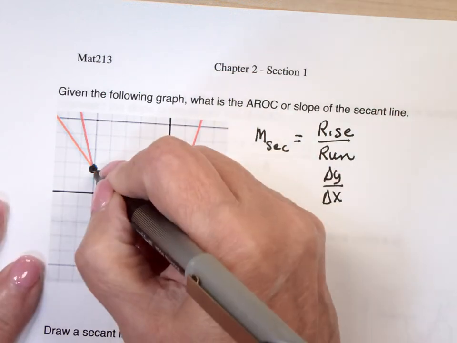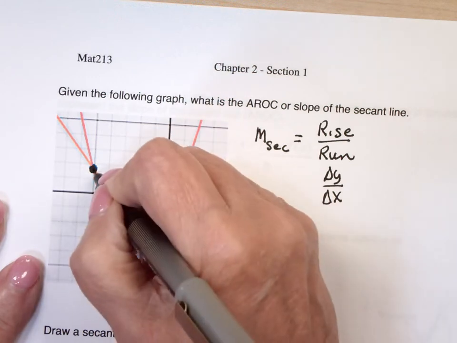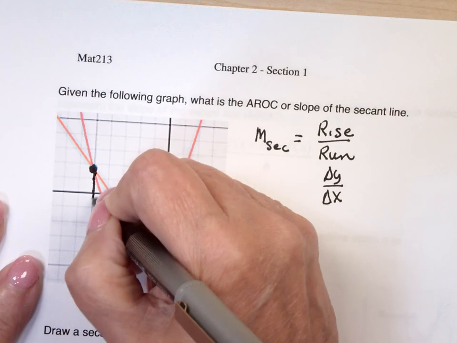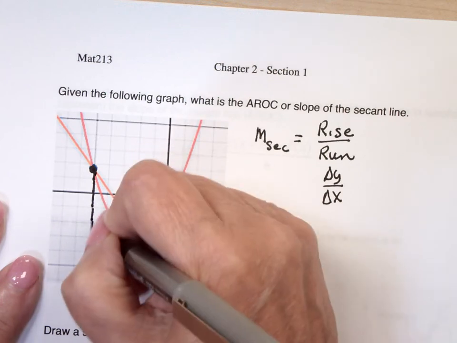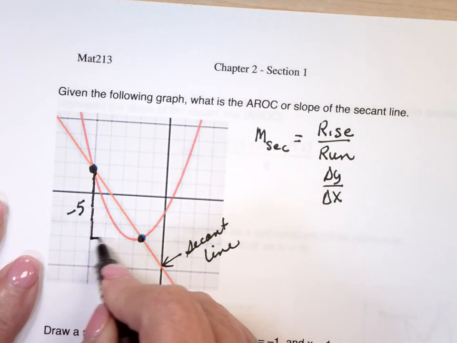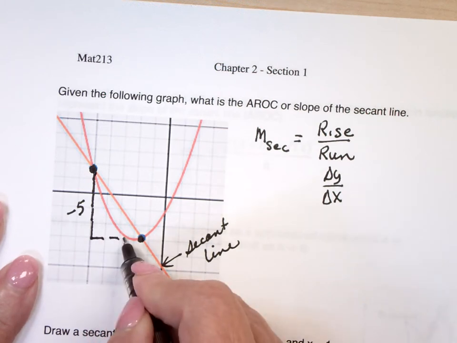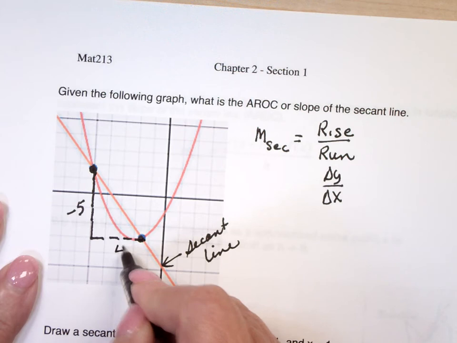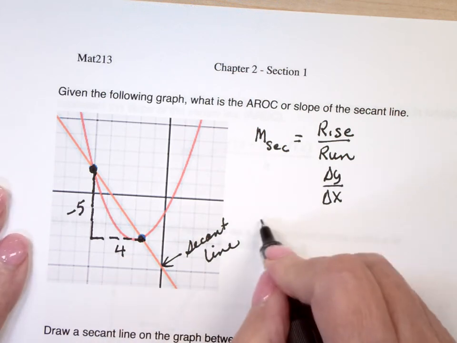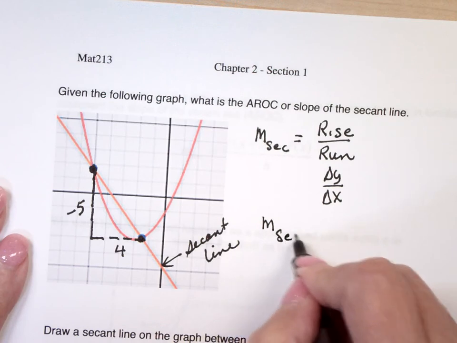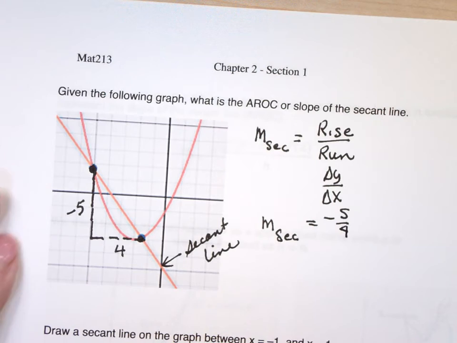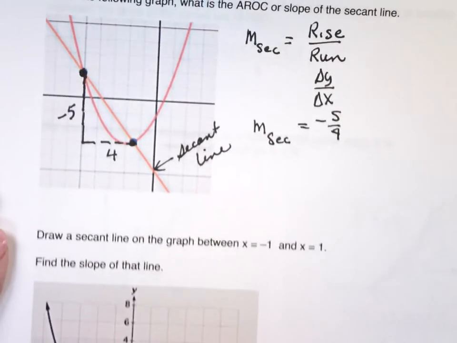It says from that coordinate point to this one, I go down 1, 2, 3, 4, 5. So down 5 over 1, 2, 3, 4 over 4. So the slope of the secant is negative 5 over 4. That's your rise over run.